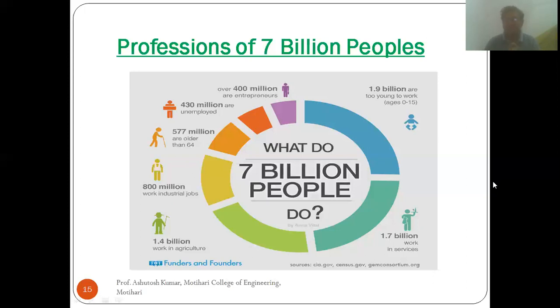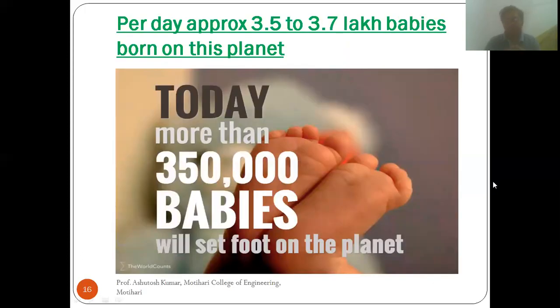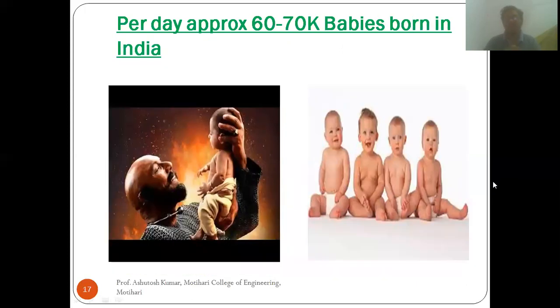And 577 million people are older than 64, that is, they are retired and not doing any job. And 430 million are unemployed. And of course 400 million are entrepreneurs, and the remaining 1.9 billion people are too young to work; they are less than 15 years old and they are studying. This is additional information related to this course, but as engineering graduates we should be aware of it. Now per day approximately 3.5 to 3.7 lakh babies are born on this planet, which is huge. In India, approximately 60 to 70,000 babies are born per day, which is the highest across the globe.